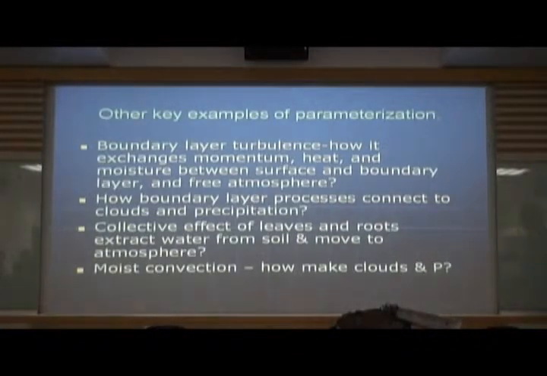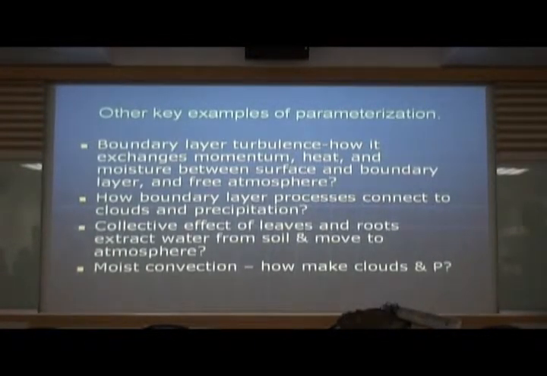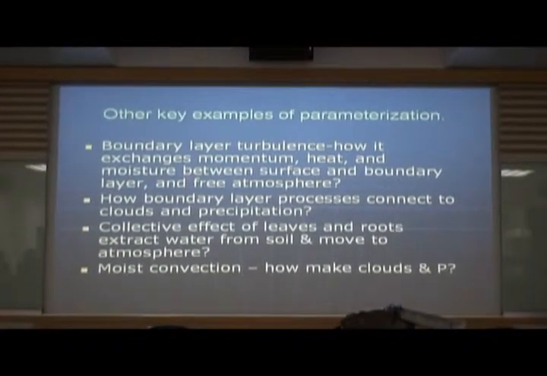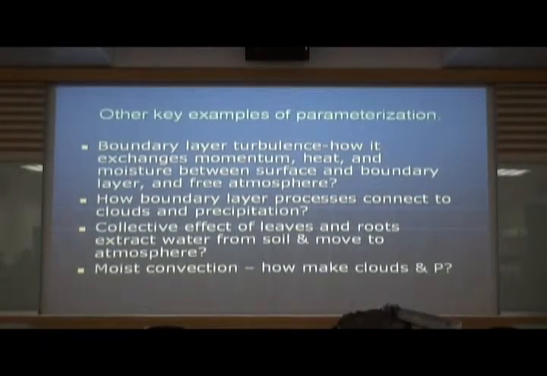Okay, so other key examples of parameterization: the boundary layer turbulence, how it exchanges momentum, heat, and moisture between the surface, the boundary layer, and the free atmosphere. What's been done in everybody's model up to now is a dry boundary layer parameterization, and then a moist convection parameterization that's uncoupled to the boundary layer. In reality, the moist convection, at least the stuff I'm concerned with that's tied to land processes, comes out of the boundary layer and is connected to the boundary layer turbulence. So this is one connection that hasn't been made yet by climate modelers, an obvious thing you'd want to include.